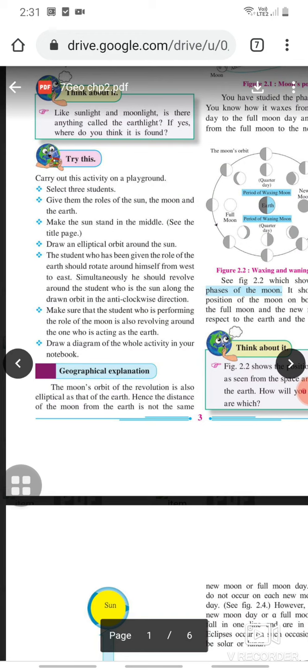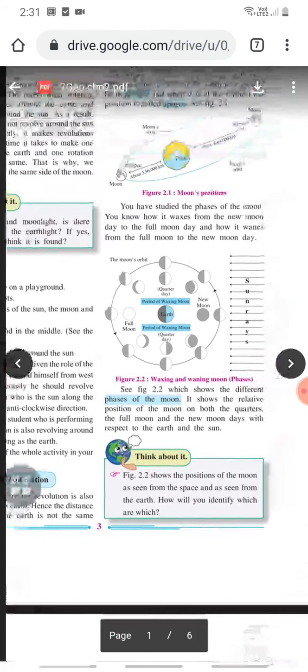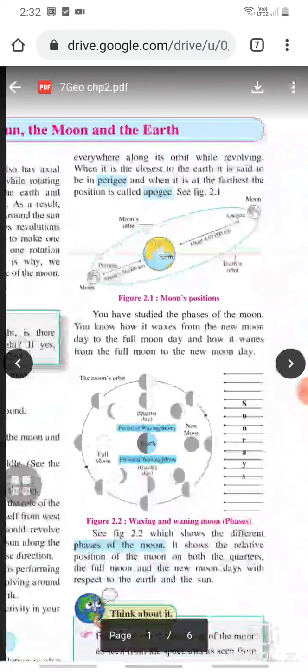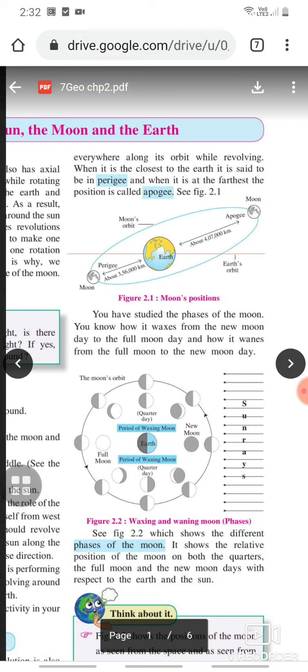For the geographical explanation, the moon's orbit of revolution is also elliptical, as that of the earth. Hence, the distance of the moon from the earth is not the same everywhere along its orbit while revolving. When it is the closest to the earth, it is said to be in perigee. When it is at the farthest, the position is called the apogee. Here you can see in the diagram, this is the earth, here is the moon, here is also the moon. So you see the distance: what is perigee and what is apogee.